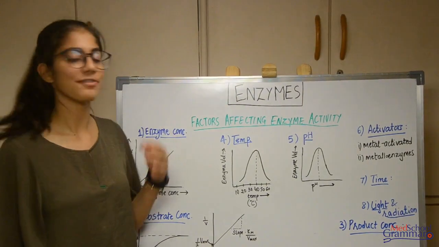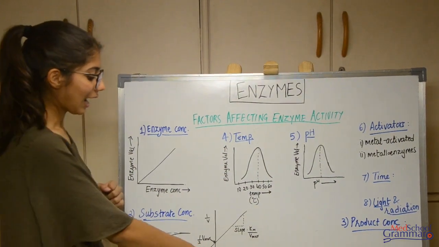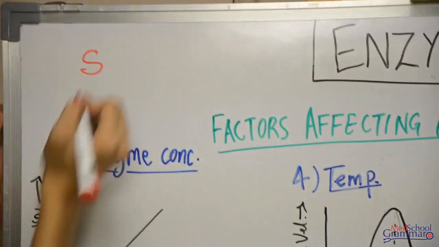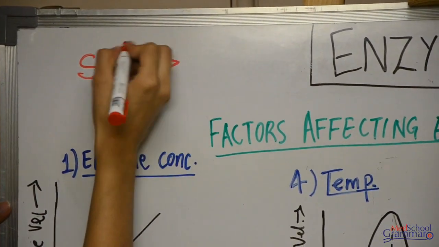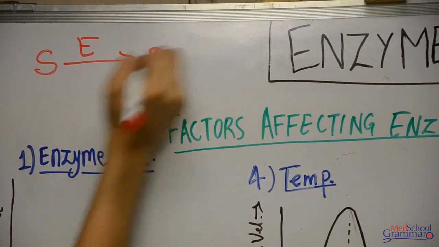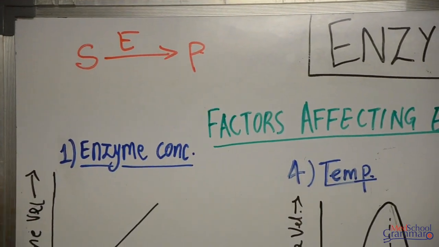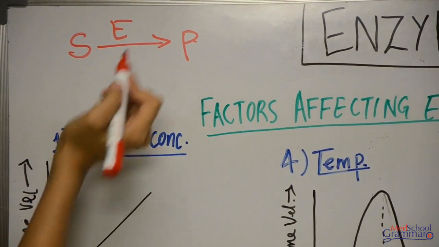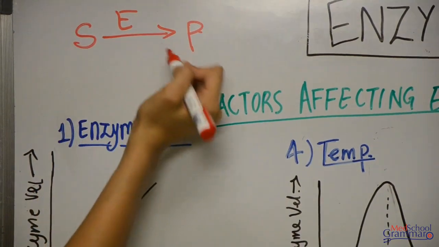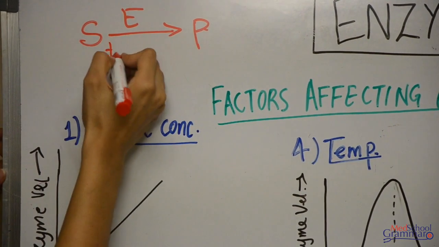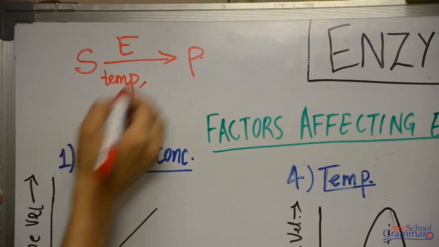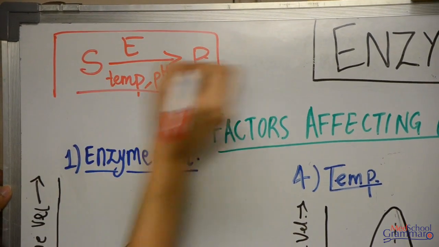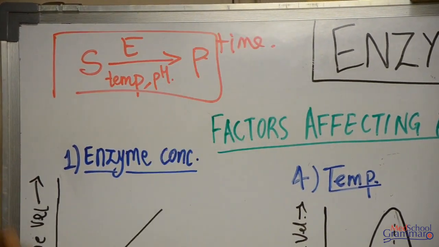Alright, let's move on to the factors affecting enzyme activity. How would the reaction proceed? We have a substrate which is acted on by an enzyme to form a product, right? So what would the factors affecting this enzyme's activity be? The concentration of the substrate, the concentration of your enzyme, the concentration of the product, the temperature at which this reaction is occurring, the pH at which the reaction occurs, and the time taken to complete this reaction, right?